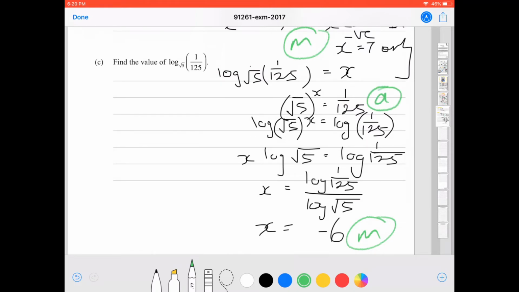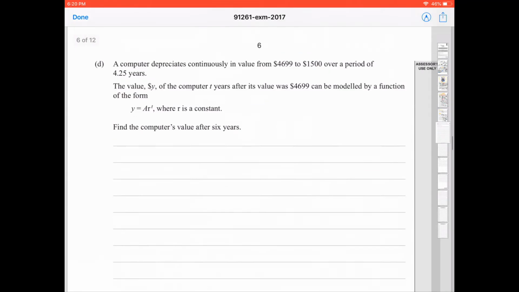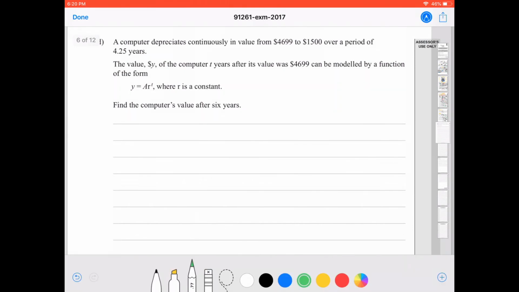Okay. Moving on to question 2D. A computer depreciates continuously in value from 4,699 to 1,500 over a period of 4.25 years. Value y of the computer t years after its value was 4,699, can be modeled by a function in the form y equals A r to the t.